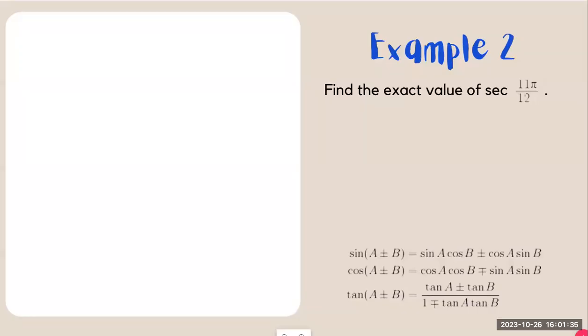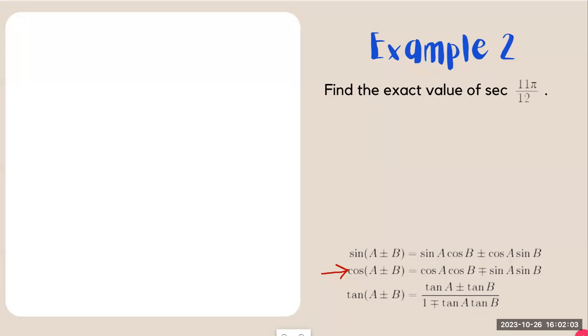Example 2, we're going to find the exact value for secant of 11 pi over 12. So this is similar to number 1, but this one's given to us in radians. So the first thing we might want to do is convert that into degrees. And then we're looking for secant, which of course is a reciprocal. So we'll be using the cosine formula. And then once we give that answer, we can flip it to find the value for secant.